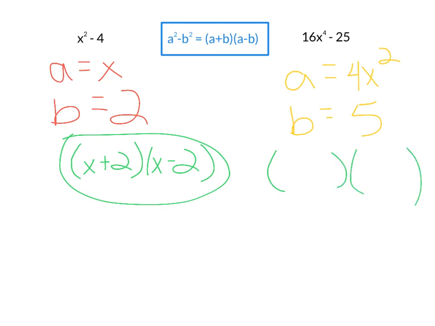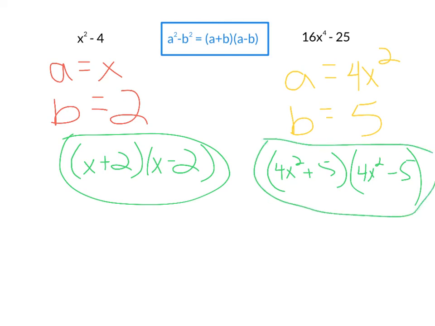So 16x to the fourth minus 25 would factor into the quantity of 4x squared plus 5 times the quantity of 4x squared minus 5. Please take a moment to pause this video, record these examples, and any questions that you may have for when we have our next Zoom meeting.